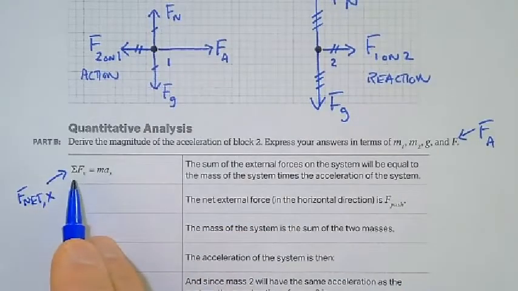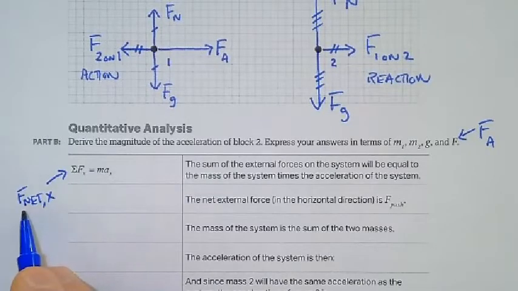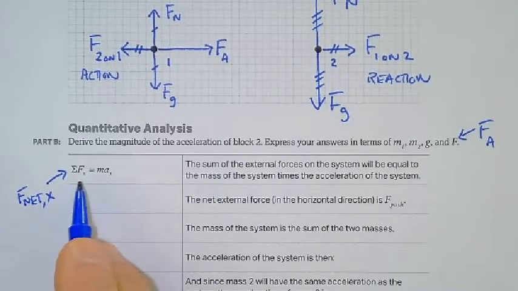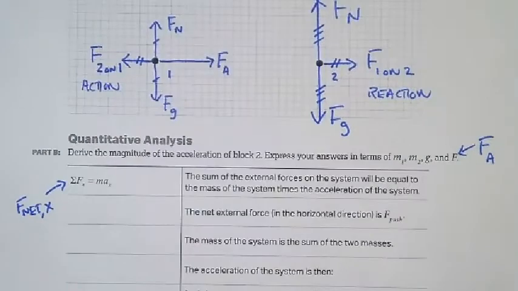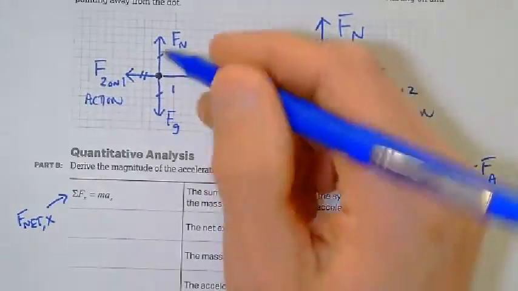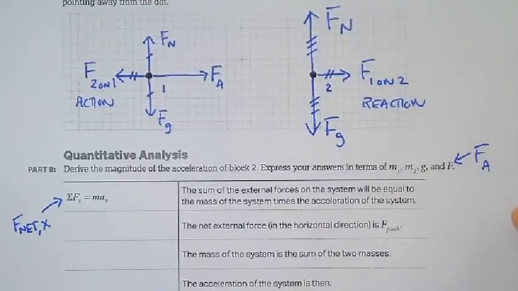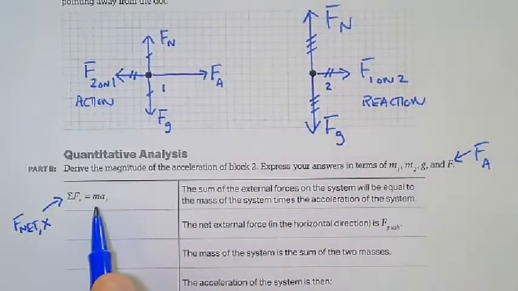So sometimes you see this sigma. That sigma means sum. That's what net means. It's the sum of the forces. And when you put the x here, that means that you're just doing things in the x direction. We don't really need to write the equations in the y direction here because we know that the forces cancel. There's really not much to learn there. So we're going to focus on the x direction here.